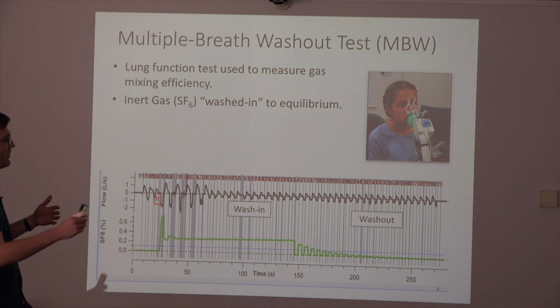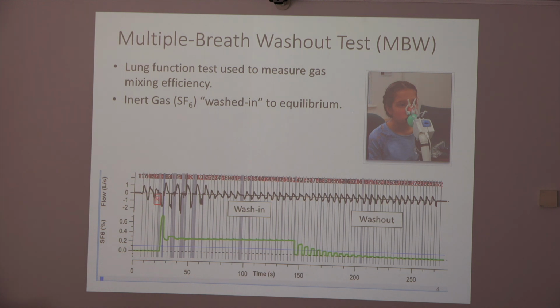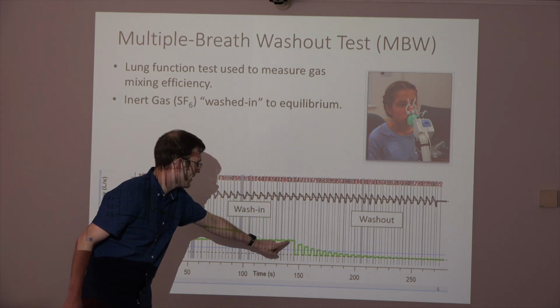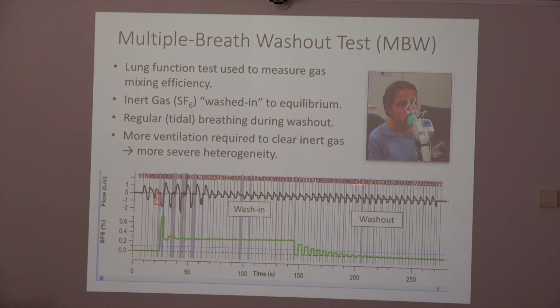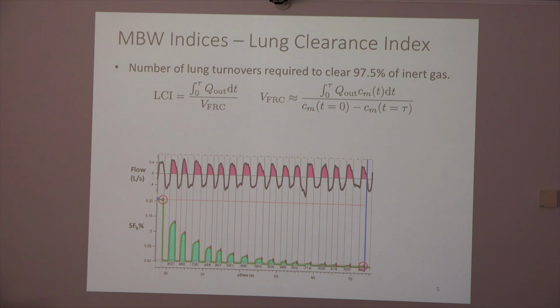And then you switch the source back to fresh air and trace the flow rate and the concentration at the mouth. Essentially, the longer, or the more gas you have to turn over using regular tidal breathing over the course of that test to clear the inert gas you breathed in, is a measure of how well ventilated your lung is and how heterogeneous the ventilation is. An index derived from that, the most common one used in research, is the lung clearance index.